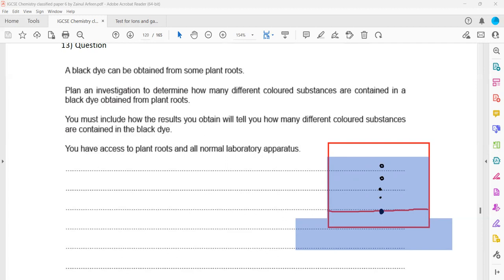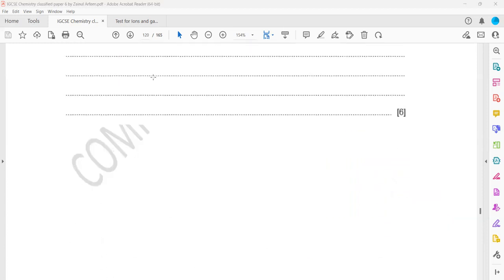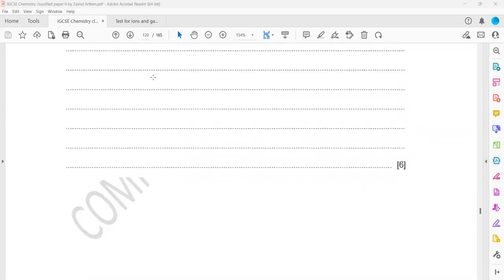Clear? I think I have already discussed this once before. Yes, sir, in the test. So I'm not writing. If anyone wants me to type, I'll type. Otherwise, I'll move on to the next question.